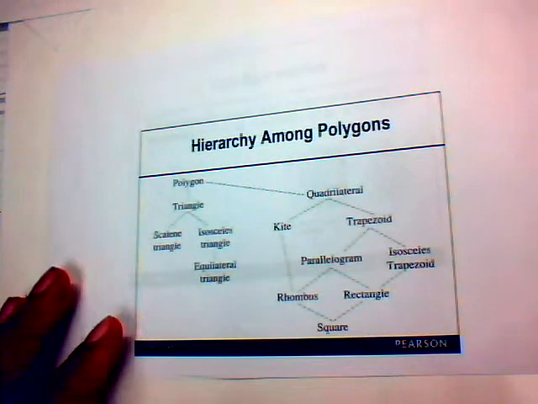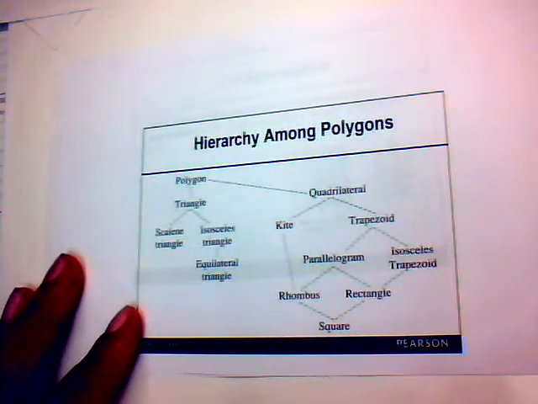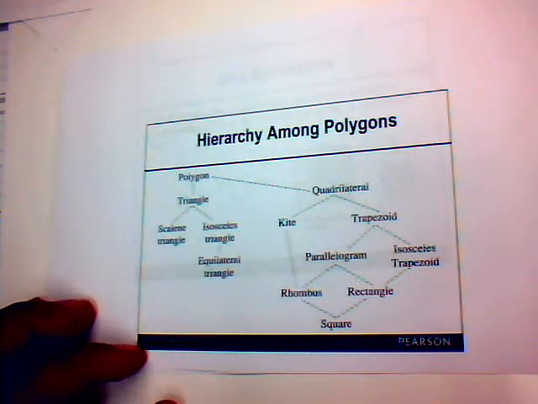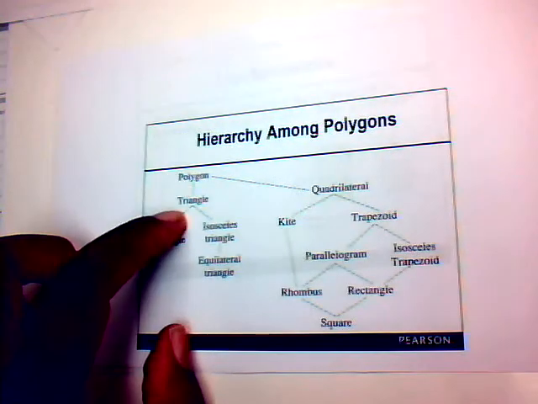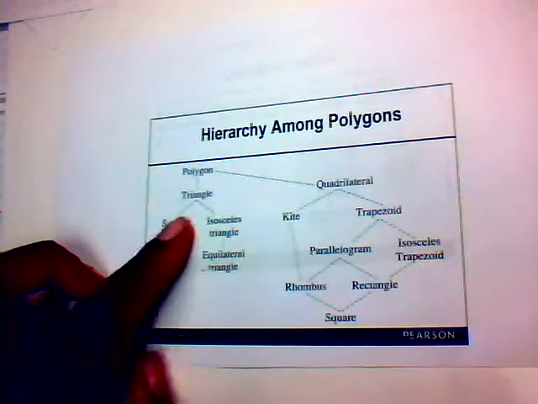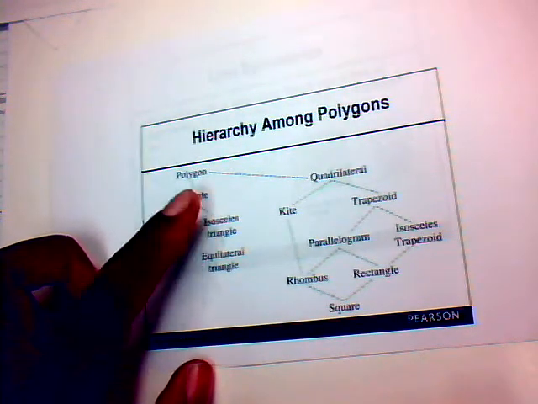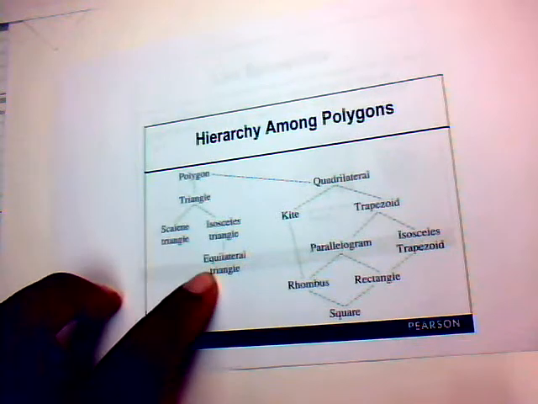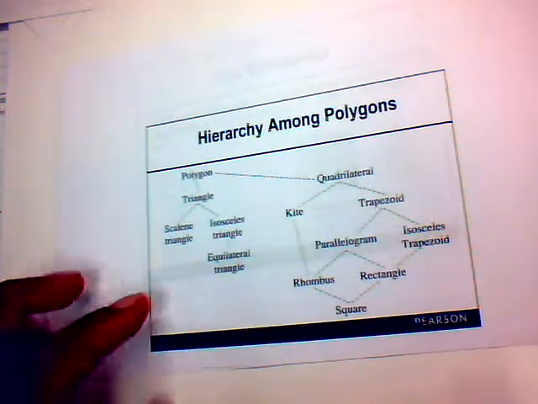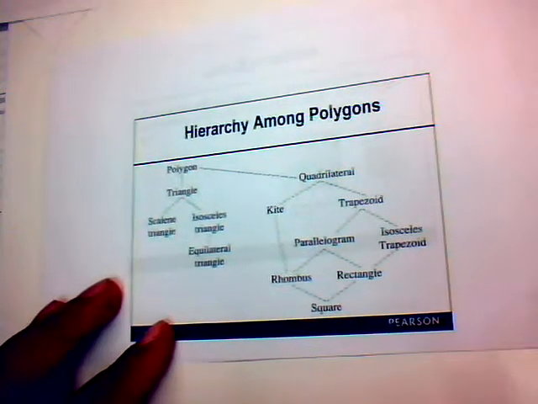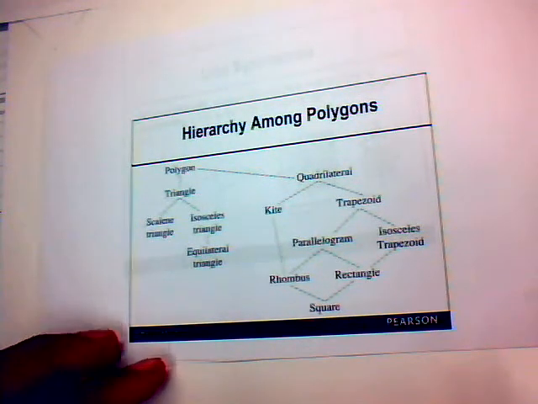And this is the hierarchy among polygons here. Okay. So from a polygon, you can have a triangle or a quadrilateral. From triangles, you can have a scalene or isosceles. And from an isosceles, we can come up with an equilateral triangle because of the definition of an isosceles triangle: at least two of the sides are equal in measure.